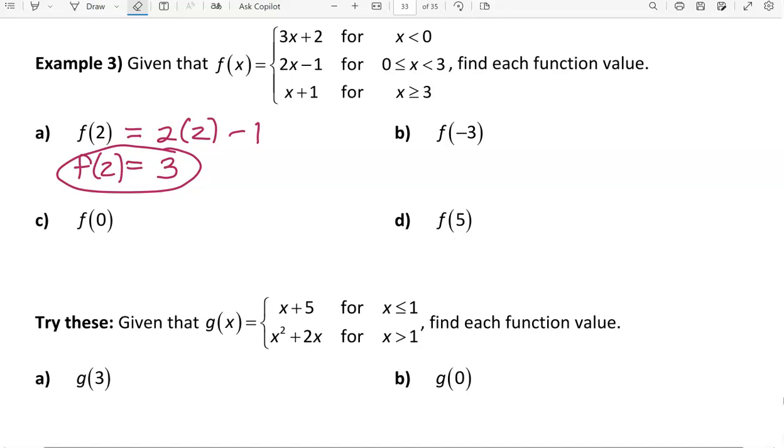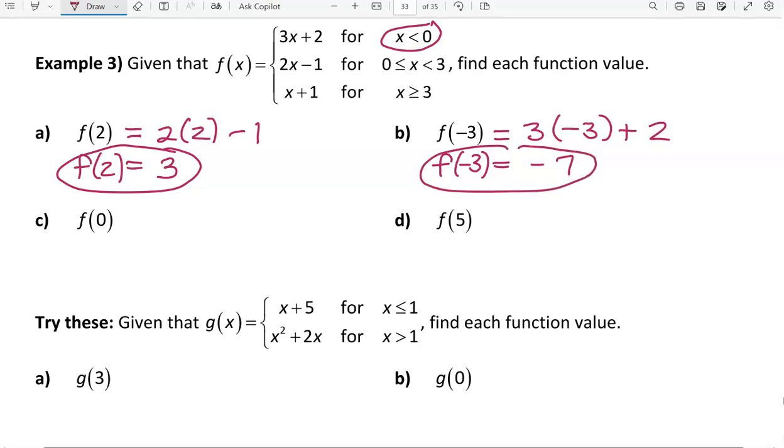Now let's take a look at f of negative 3. Where is negative 3? Negative 3 is less than 0, so f of negative 3 is 3 times negative 3 plus 2. We'll use f of x equals 3x plus 2 for any values of x that are less than 0. So that will give us negative 9 plus 2 is negative 7, so f of negative 3 is negative 7.